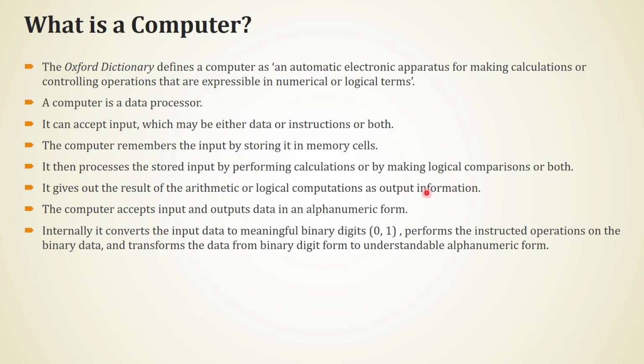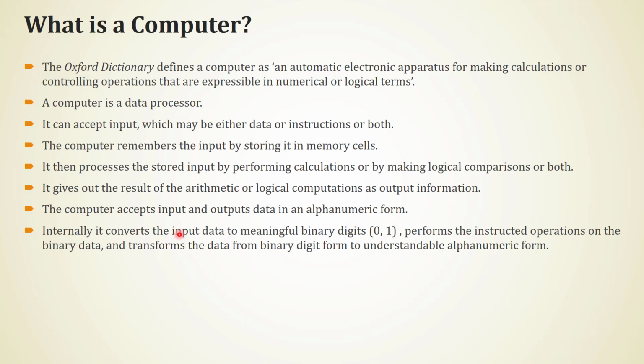So the input will be converted to some other form. That other form is called output. That other form is obtained by applying these arithmetic and logic operations. The computer accepts input and outputs data in an alphanumeric form. So the input given to the computer will be in alphanumeric form. Similarly, the output obtained from the computer is also in alphanumeric form. Alphanumeric means alphabets plus numbers plus some symbols.